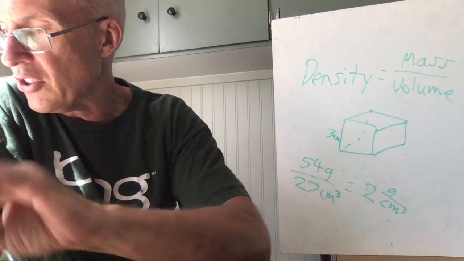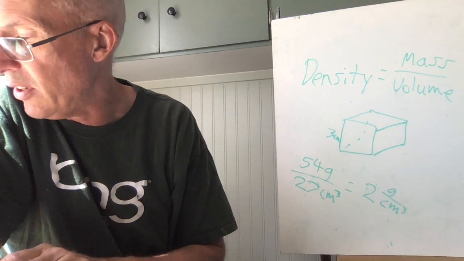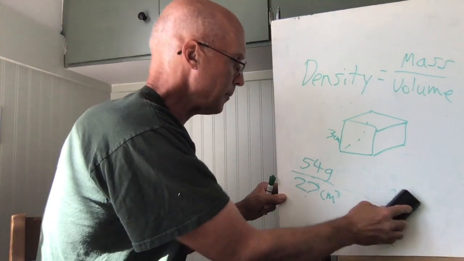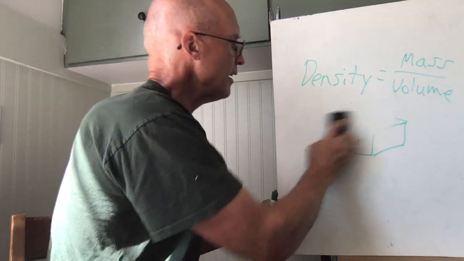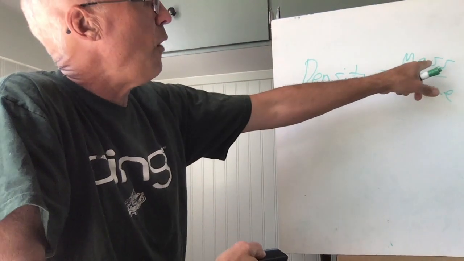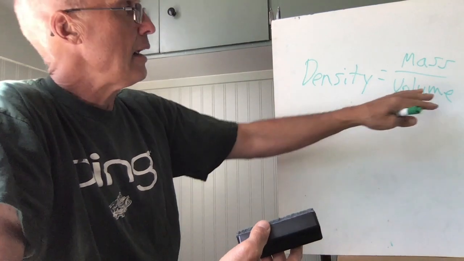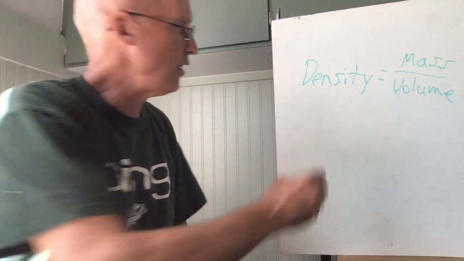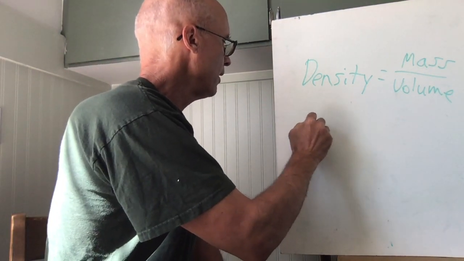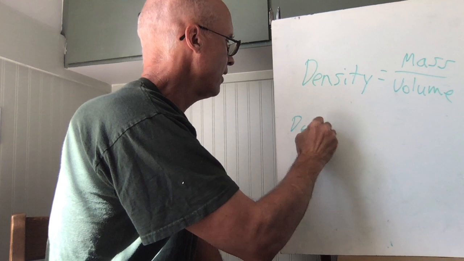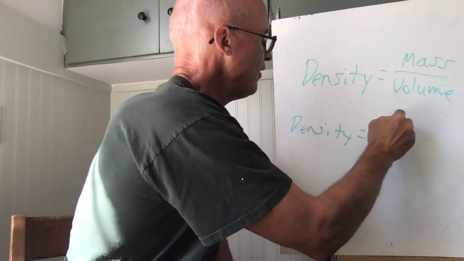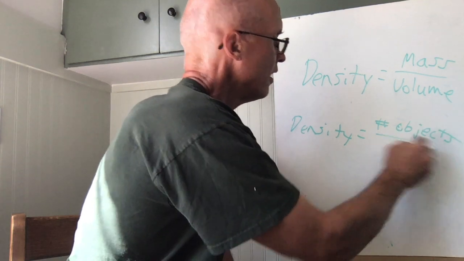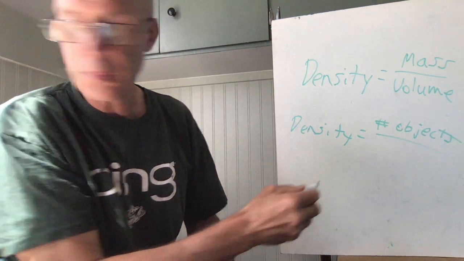They start off the section by talking about population density, which is a very similar topic. Think about it. Density was the amount of stuff in a certain space. Population density, they give you a definition, is density, they say the number of objects, and I think it's per area.